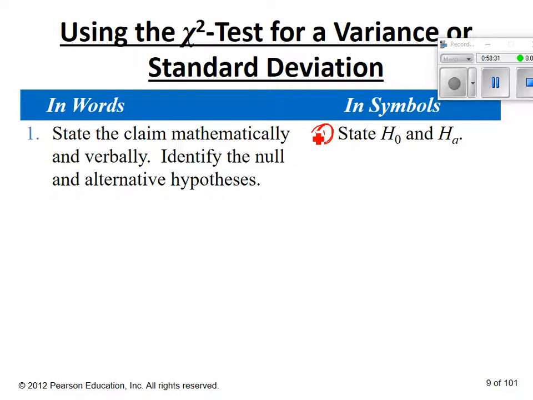So the first thing you do, find the null and the alternative hypothesis. Carson's getting bored because have we done that same thing every single section in this chapter?